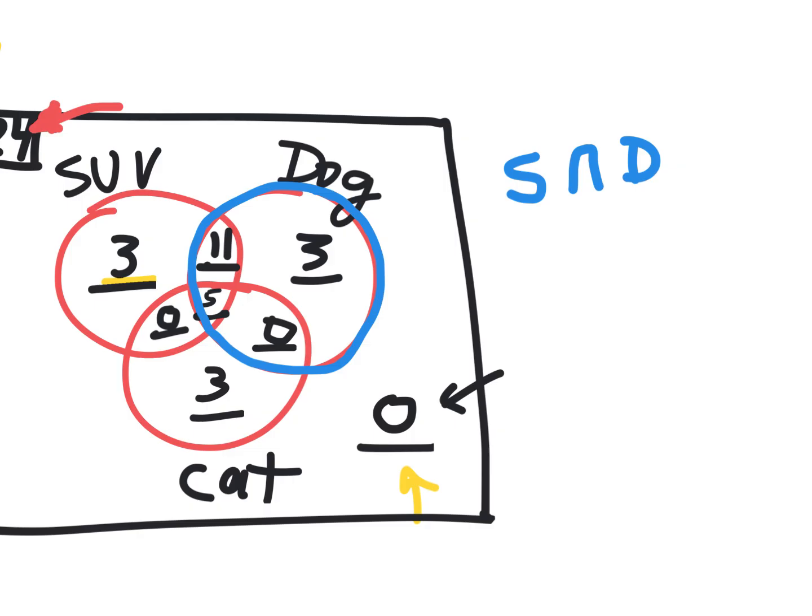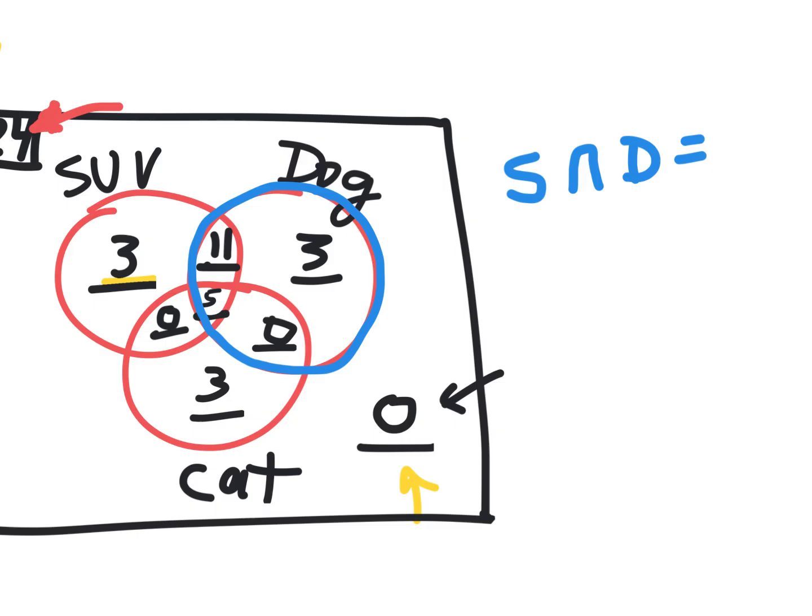And so this is a number. It's not a probability. It's a how many people. Talk to the kid next to you about what S intersect D really means. The answer is a number. Do you think it's 11 or 5? Or both?